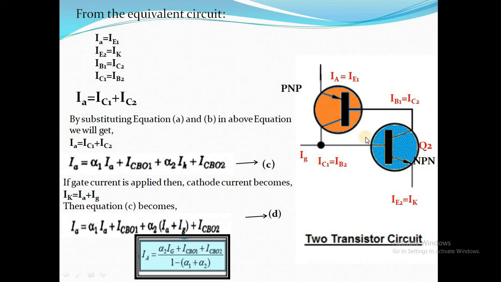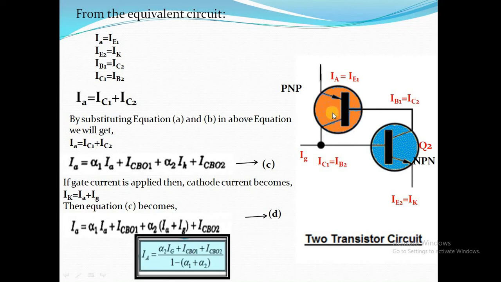So here, by using the two transistor method, we can also explain that the gate has control only to turn on the SCR, and once the SCR turns on, if we remove the gate terminal, that means if we make the gate current 0, the SCR still remains in a conduction state. That is explained by using this two transistor method.